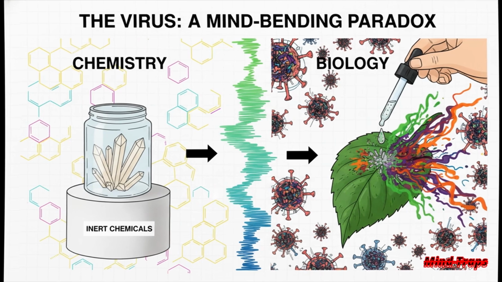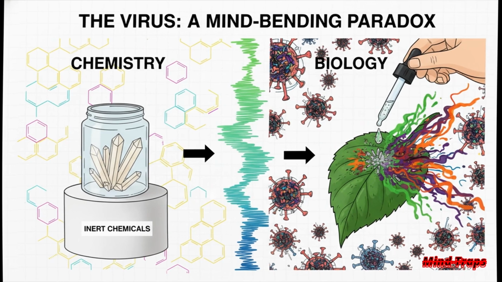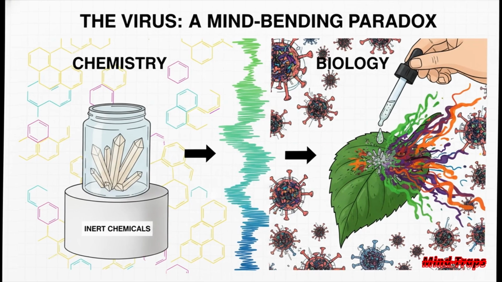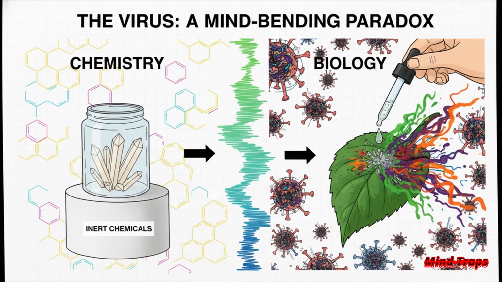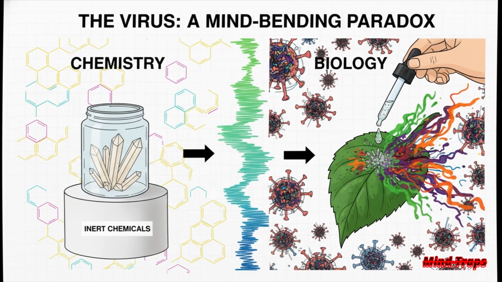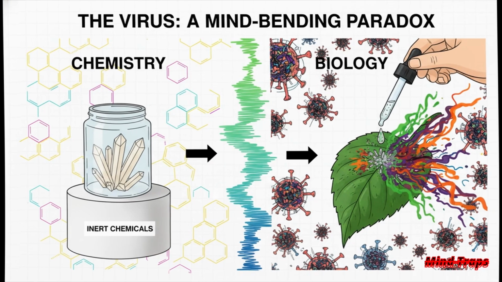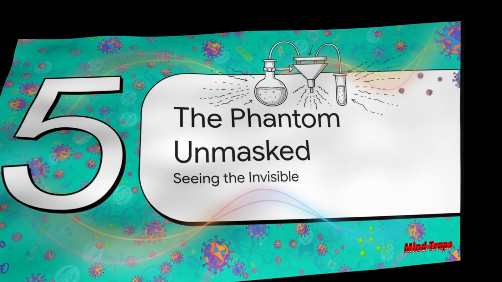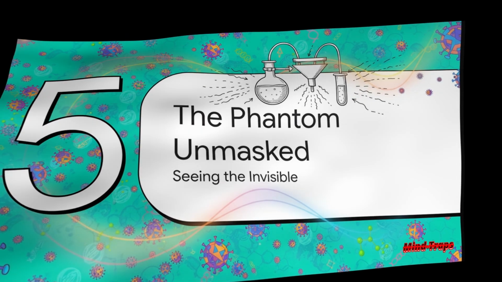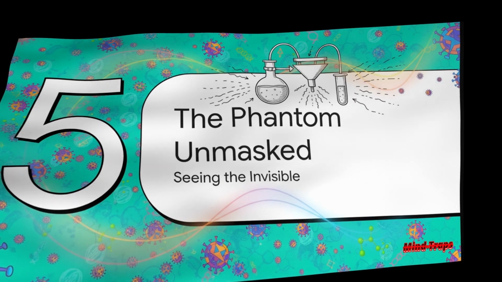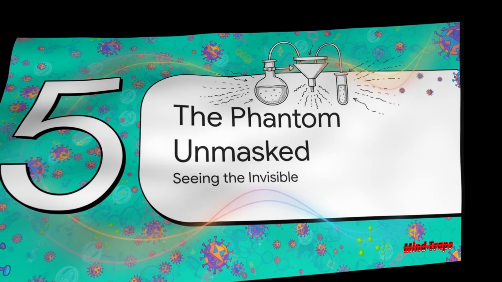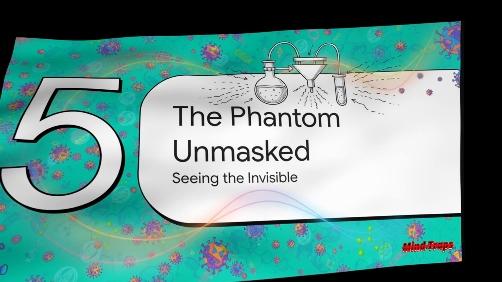But, and this is a huge but, when Stanley dissolved just a tiny pinch of these dead crystals in water and wiped it on a healthy leaf, the plant got violently sick. It was unbelievable. He had proven that the virus exists on this weird, ghostly boundary between chemistry and biology. Okay, so let's recap. By the late 1930s, scientists knew a virus existed. They knew it could pass through filters. They knew it was some kind of chemical that acted like it was alive. But get this, no one in all of human history had ever actually seen one.